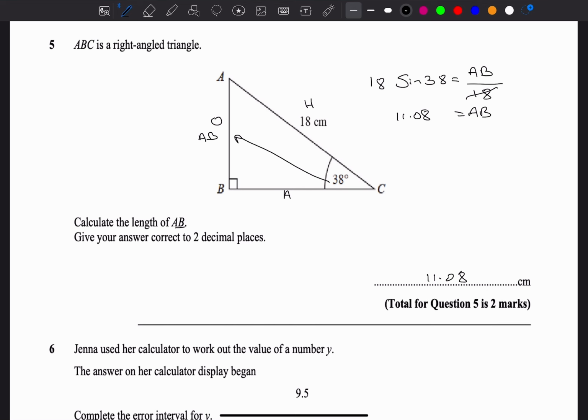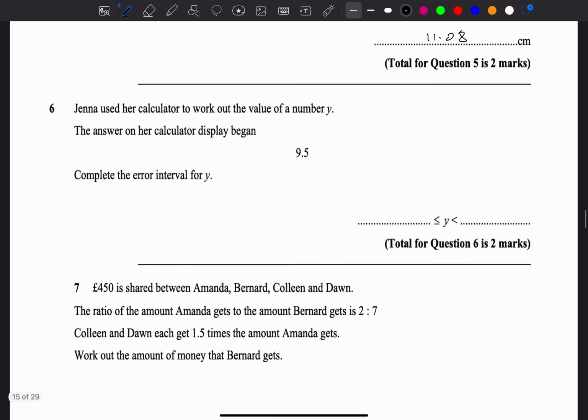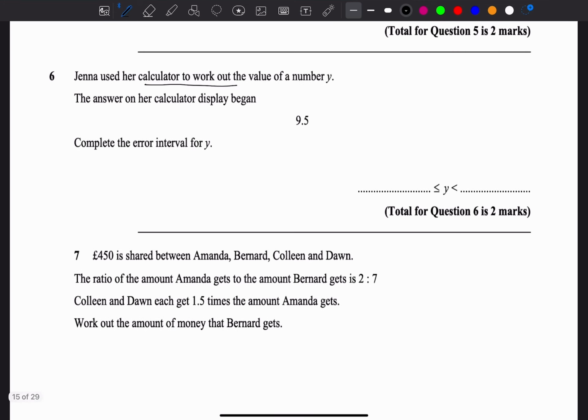Okay. Next one. This is the calculator. Remember, it is not upper bound and lower bound, it's calculator. So if it was a calculator, you put 9.5 here. The next number is 9.6. Okay.